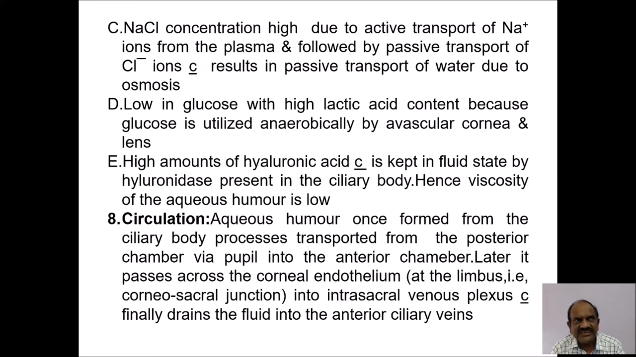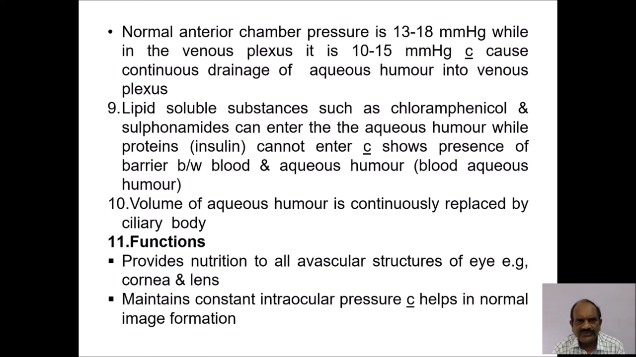How it is circulated, we'll see in short. Aqueous humor, once formed from the ciliary body processes, is transported from the posterior chamber via the pupil into the anterior chamber. Later, it passes across the corneal endothelium at the limbus, that is what we commonly call the corneoscleral junction, into the intrascleral venous plexus, which finally drains the fluid into the anterior ciliary veins. Normal anterior chamber pressure is in the range of 13 to 18 mm of mercury, while in the venous plexus it is about 10 to 15 mm of mercury, which causes continuous drainage of aqueous humor into the venous plexus.